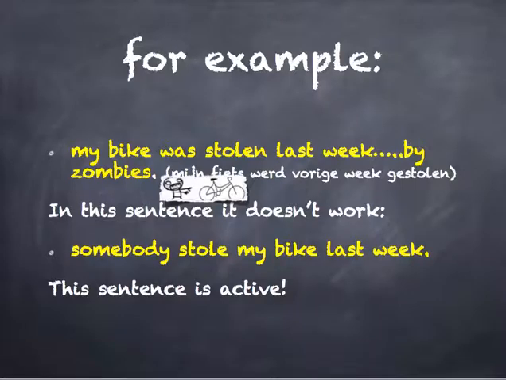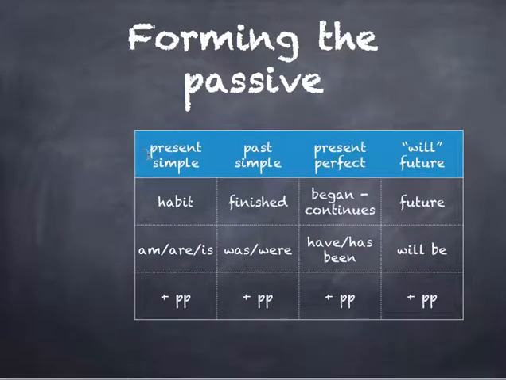So how do you form the passive? Let's have a look. In the top row here, you see in blue, present simple, past simple, present perfect, and the will future. Now, we already know the present simple you use for habits, the past simple for actions that have finished, the present perfect for something that began in the past and still is continuing even now, and the will future is used for the future tense. Here you have a form of to be: am, are, and is in the present, was and were in the past, have been and has been present perfect, and will be for the future.